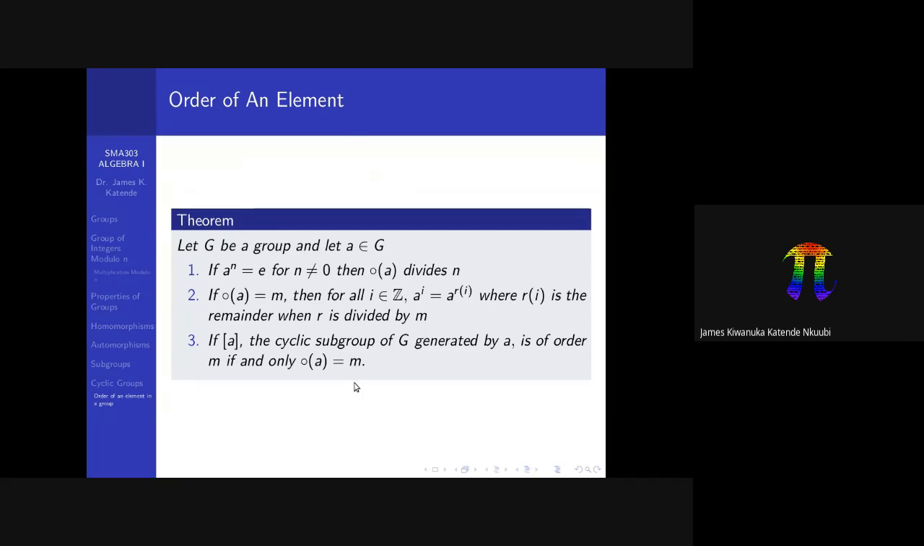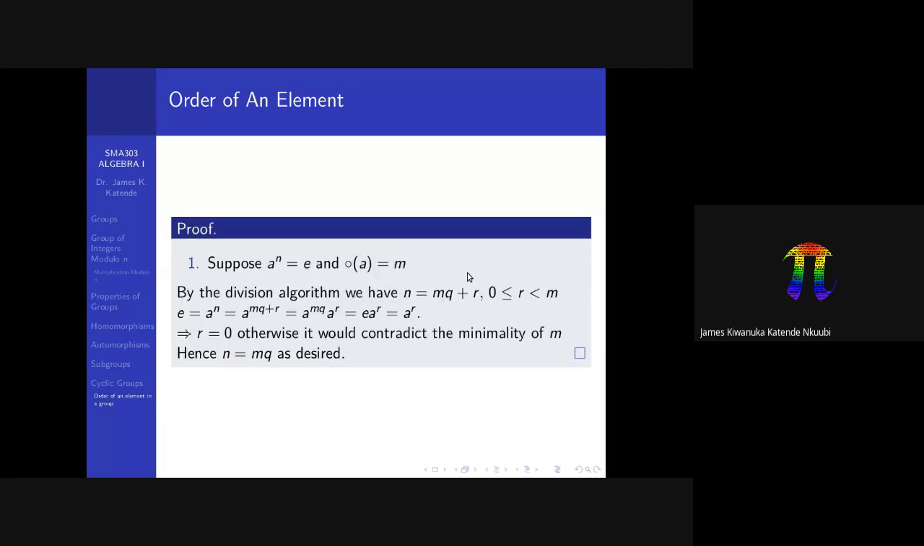So we will prove each of these three statements. Just take time and look at them, make sure you understand what they mean. We will pick the first one and prove it. Recall the first one simply says that if A raised to n is equal to the identity element, then the order of A must divide n. So let's have a look at that.